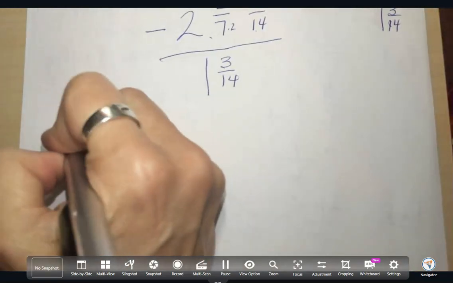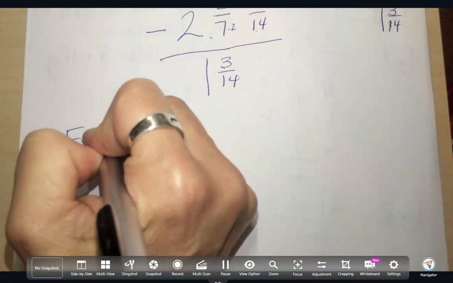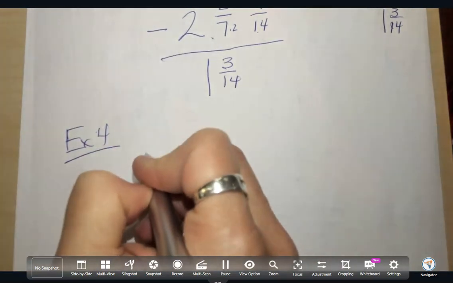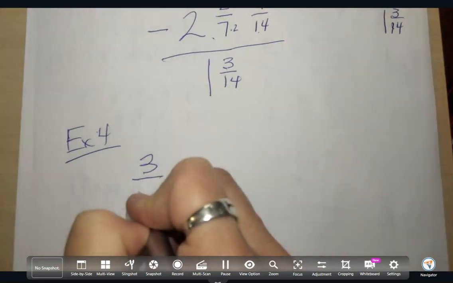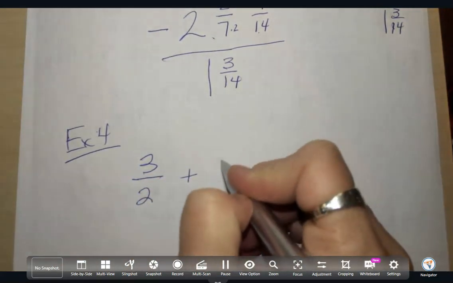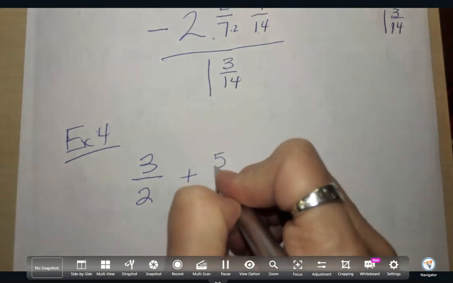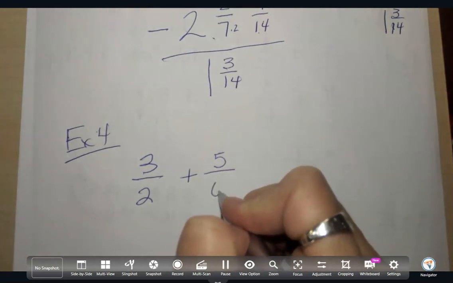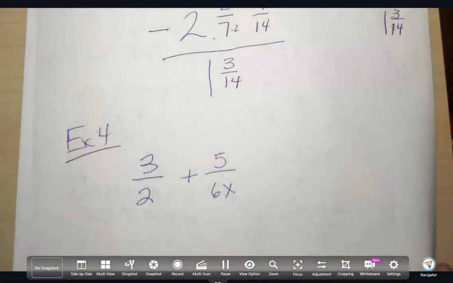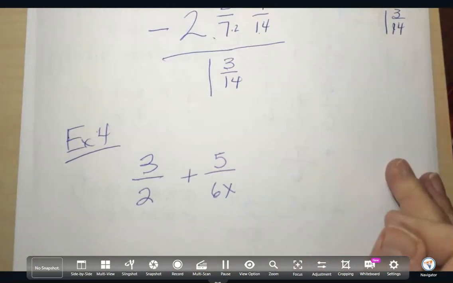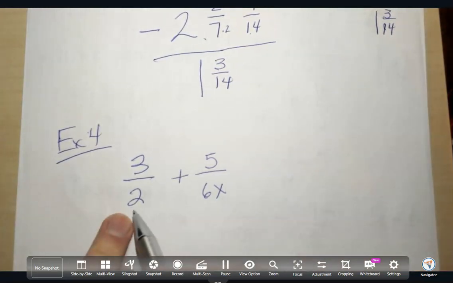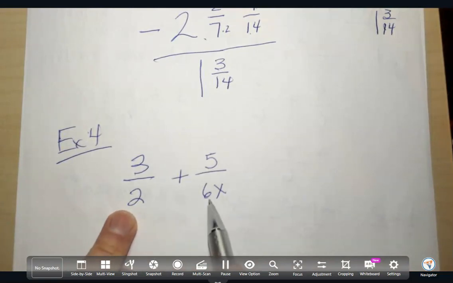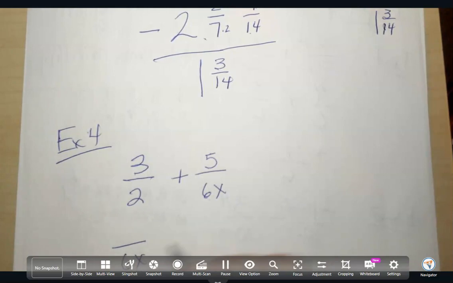And my last problem we're going to do is with some variables. So what if I had 3 over 2 plus, let's do 5 over 6x. So let's think about, we can't really list it out quite like we did before, but we could think about 2 and 6. Well, between 2 and 6, 6 would be the common factor. And I need an x in there, so 6x is my common denominator.